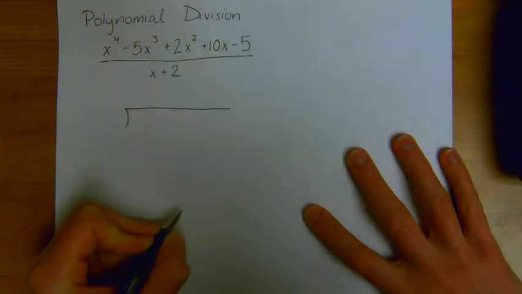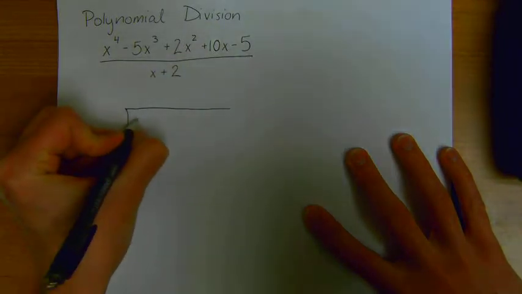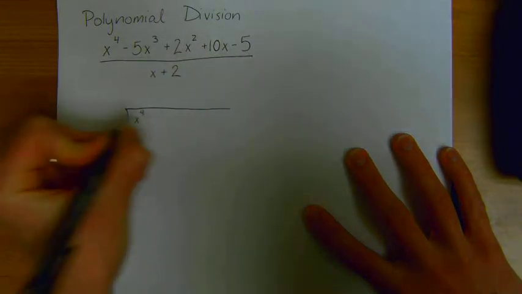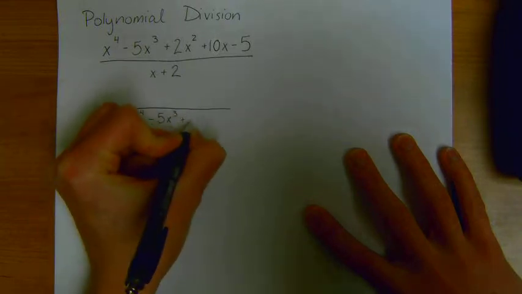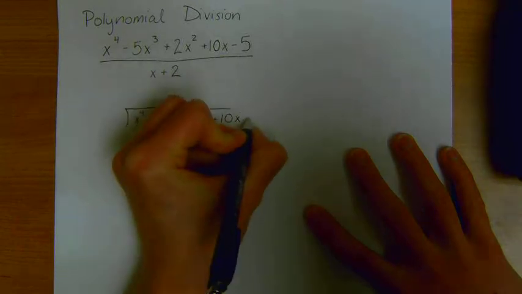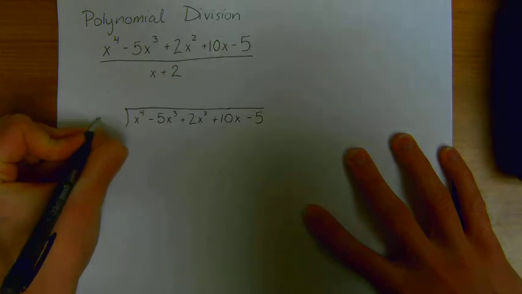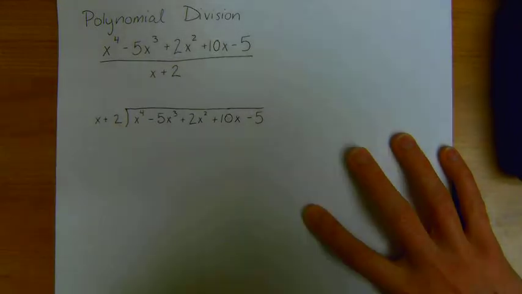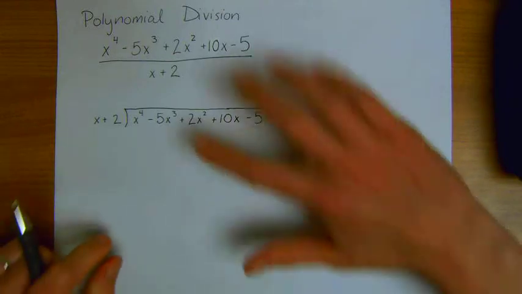I'm going to set up this fraction bar. Recall that the numerator is what goes under this fraction bar. So this is x to the 4th minus 5x cubed plus 2x squared plus 10x minus 5 is all being divided by x plus 2. This looks a little overwhelming, but we're going to take it term by term.